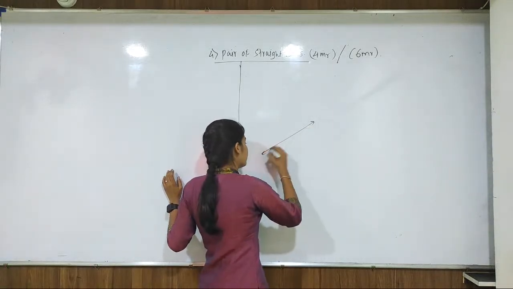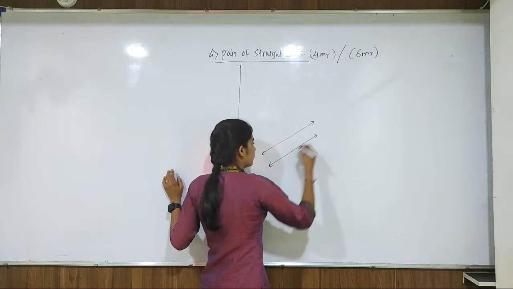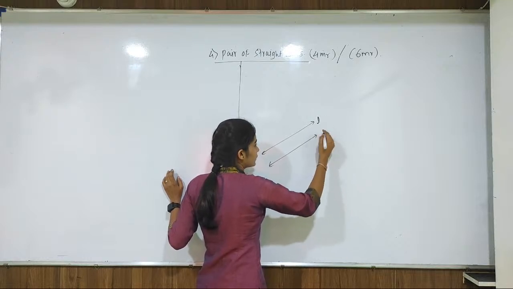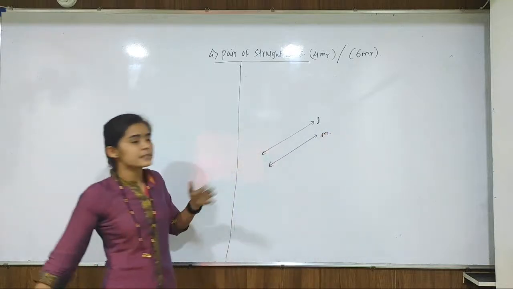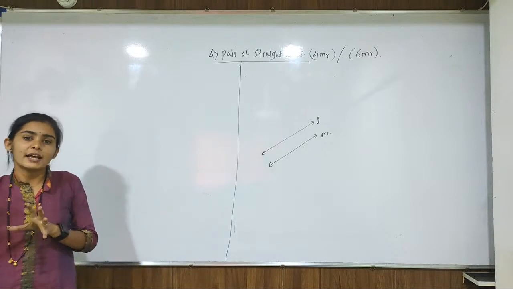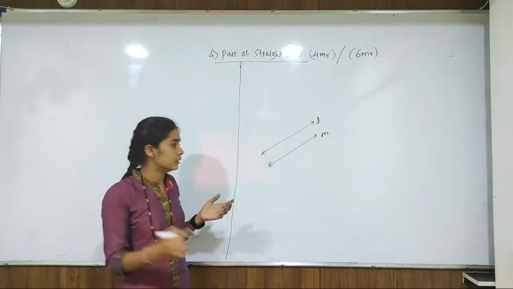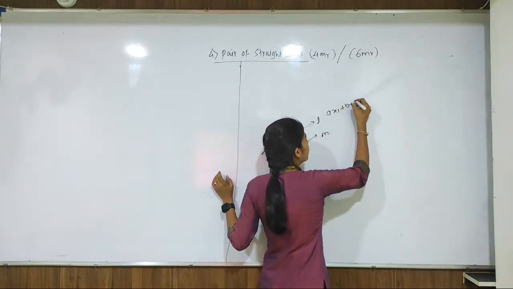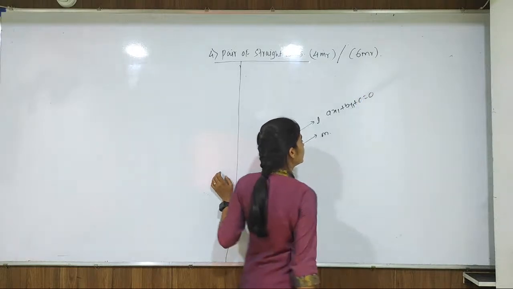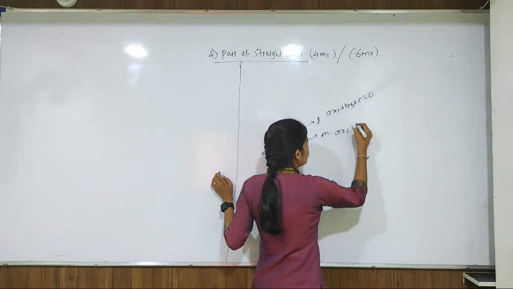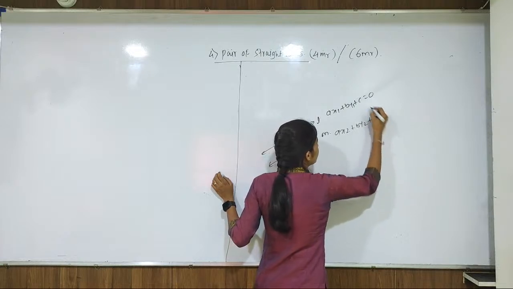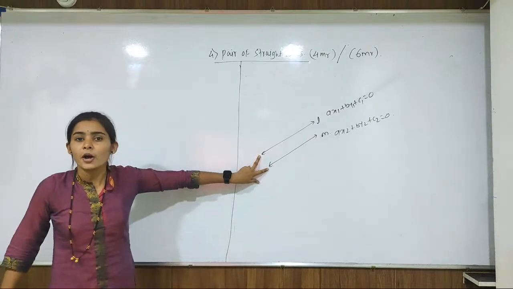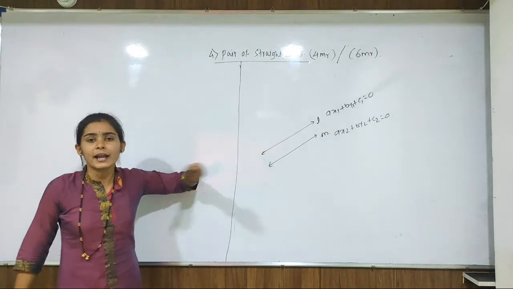So suppose this is our first line here. This is the second line here. So this is the pair of lines. Pair of straight lines means two or more lines, they will have pairs. So this is a line here. Suppose this is a1x plus b1y plus c1 equals to 0, and this line is a2x plus b2y plus c2 equals to 0. So we have these two pair of lines. What do we have? Two lines.